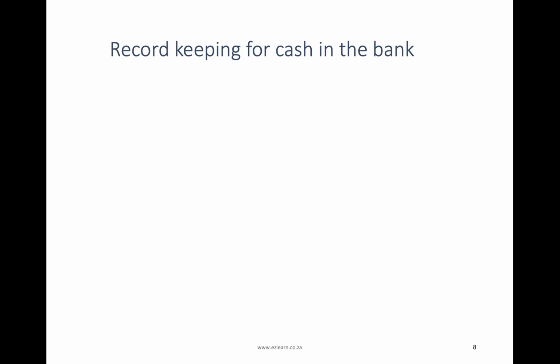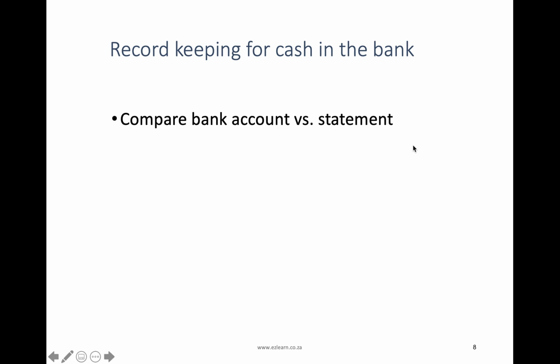So, when you are busy recording your transactions for the bank, just keep in mind you're going to compare your bank account against the statement, just like we compared the Smarties. This is called a bank reconciliation. The term reconciliation simply means to make something agree. If you have a fight with your sibling, I'm sure mom or dad will come in and try to get you to reconcile. They will try to get you to agree and make up and make friends again. That's exactly what we are doing between the bank account and the bank statement.